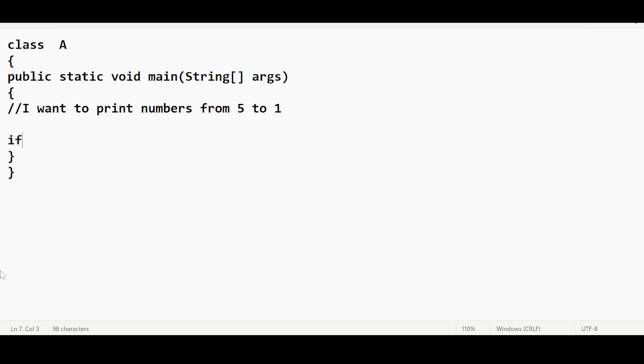Having said this, let me take the for loop. Let me keep the statement like System.out.println. Now you tell me what should be the starting point. If you want to print 5 to 1, what should be the starting point? int i equal to 5. Good. So this should act as a starting point.